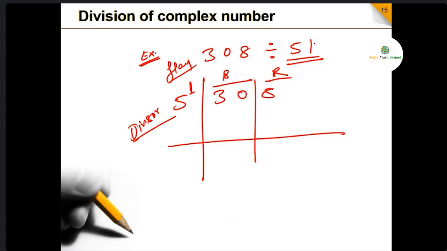Now, if there is a number like 54 instead of this 51, then 5 will be here and 4 is the flag. Always the second digit or the last digit will be the flag.